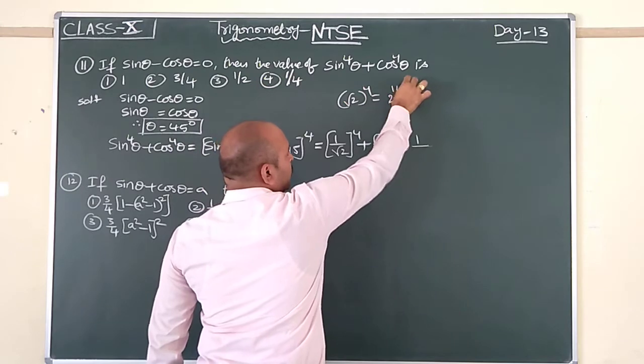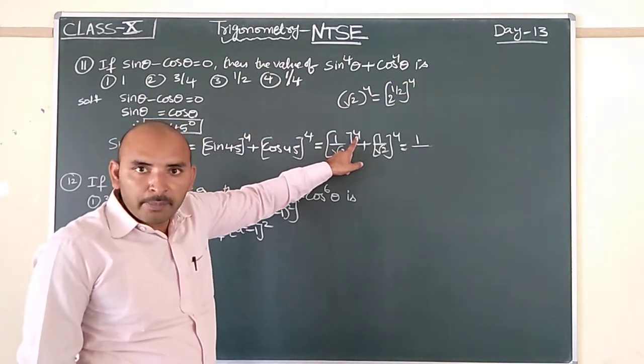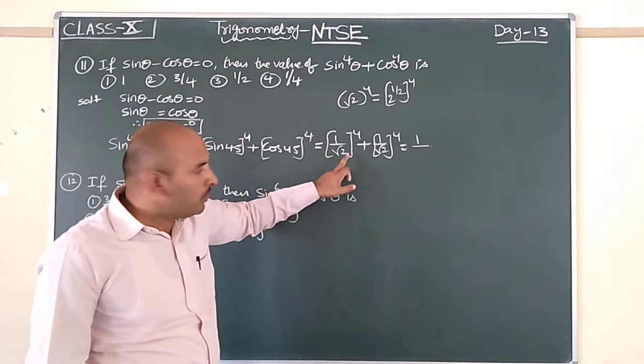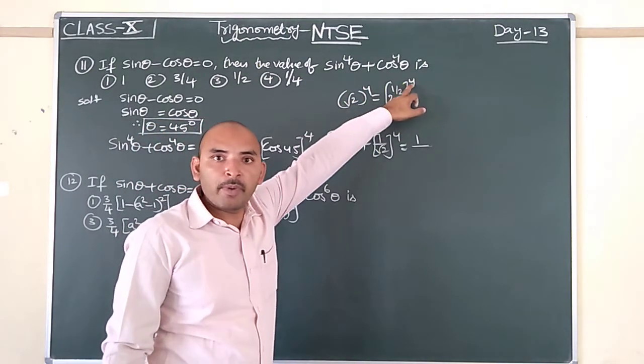2 power 1 by 2 whole power 4. Root 2. This power 4 value is applicable for numerator and also denominator. 1 power 4 value is 1. I want to find root 2 power 4. Root 2 power 4 means root 2 is 2 power 1 by 2, whole power 4.